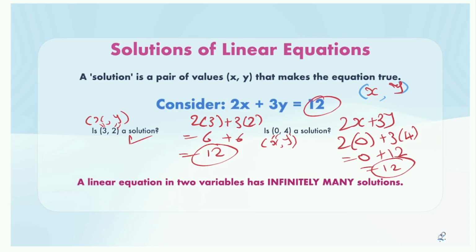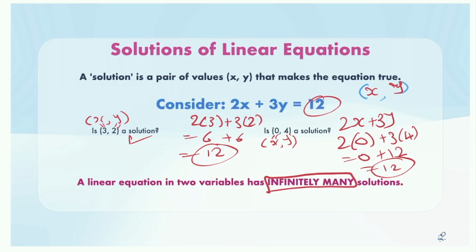So you can see I got 2 solutions. The same way I can find many solutions, infinitely many solutions. A linear equation in two variables has infinitely many solutions, right? You have to remember this. In one variable it has only one unique solution, but in two variables it has infinitely many solutions.